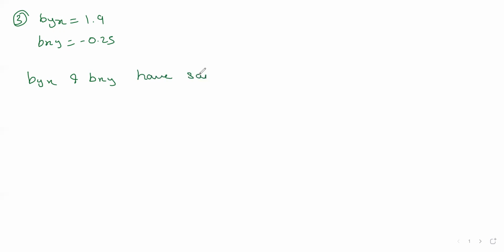Next, byx is 1.9, bxy is minus 0.25. Third one, byx is 1.9 and bxy is minus 0.25. So one positive and one negative will not work. Same reason, byx and bxy have the same sign as the condition is not satisfied here.